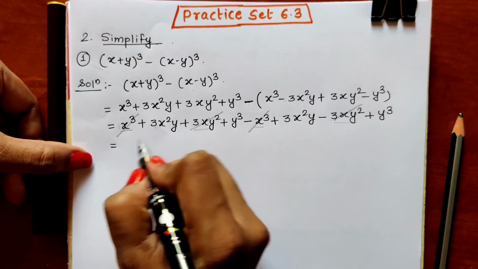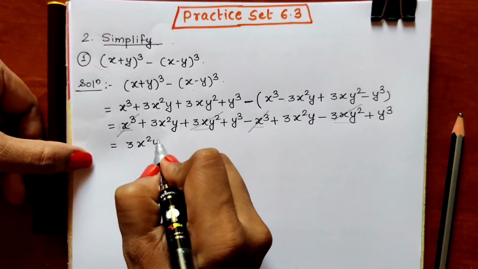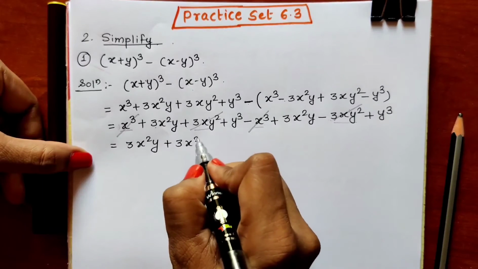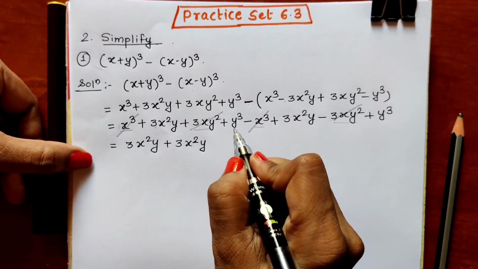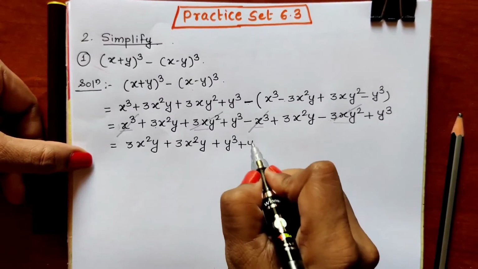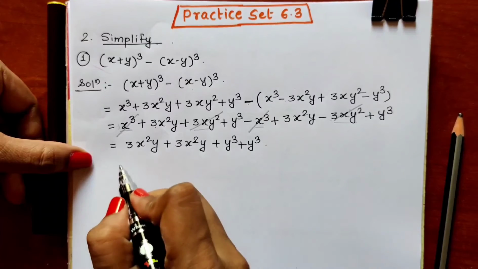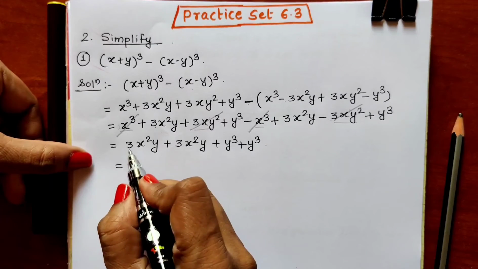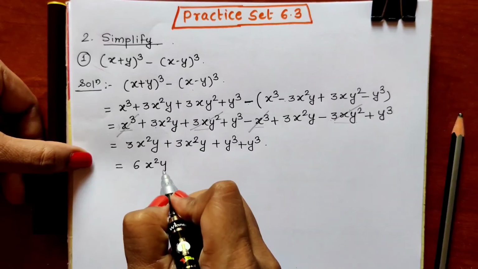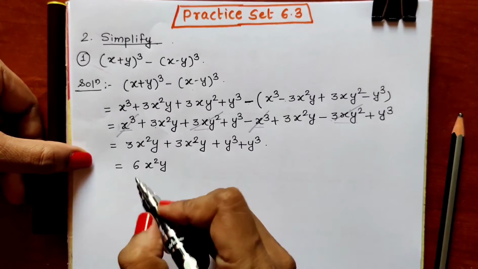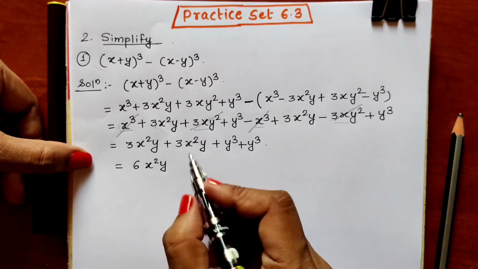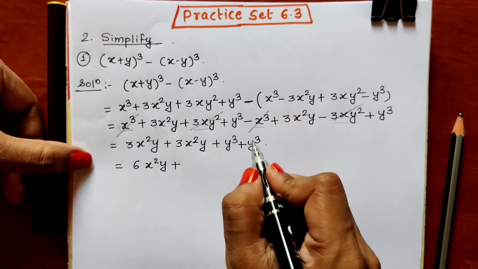Which terms are remaining? 3x square y and here also plus 3x square y. Again which is remaining? Plus y cube and plus y cube. Now 3x square y plus 3x square y will be 6x square y. 3 plus 3 is 6. And x square y, common variables we write one time. Plus y cube plus y cube.